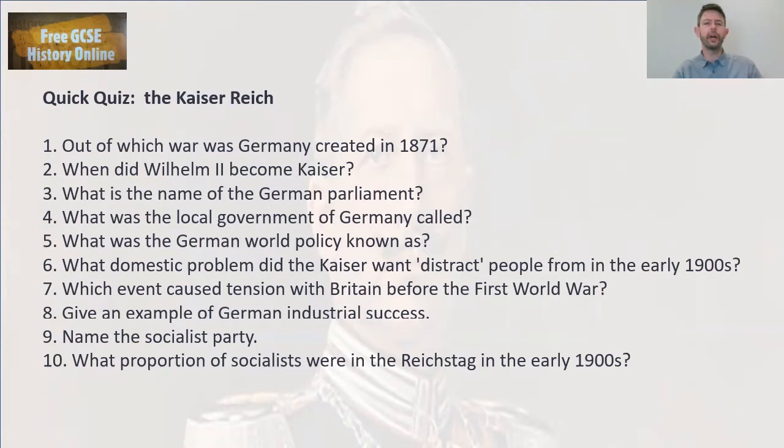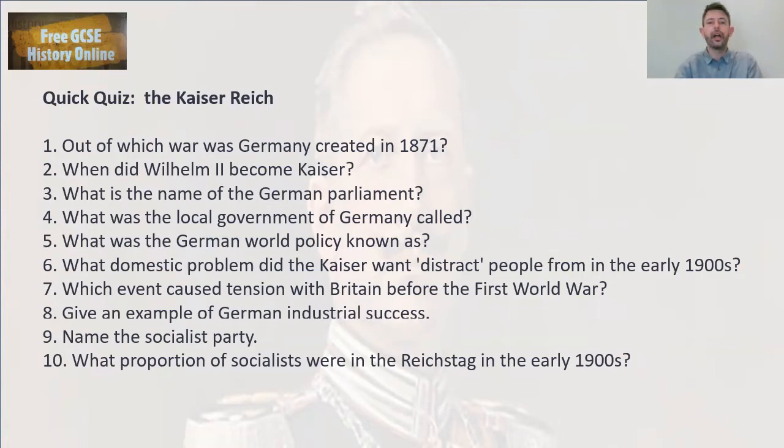What was the German world policy? Know some German keywords. Know some of that German language. Back up with some brilliant facts and impress the examiner. Also, this could be one of the problems you need to talk about later on. What domestic problem did the Kaiser want to distract people from in the early 1900s? Okay, as Germany developed, he started to get some problems. What was it? Which event caused tension with Britain in this time period?